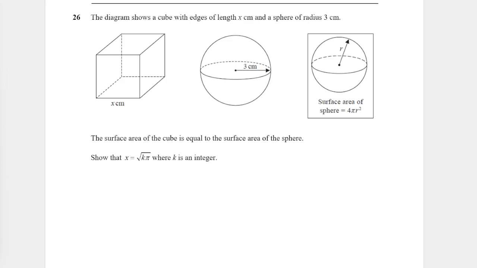Okay, so if we look at the cube first of all, the surface area of the cube is going to be equal to x squared, that would be one face, times by 6, so it would be equal to 6x squared. And then if we look at the surface area of the sphere, the surface area is going to be equal to 4 times by pi times by 9. So that's going to be 36 pi.